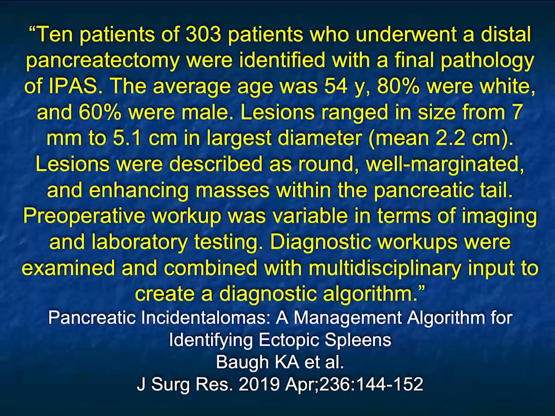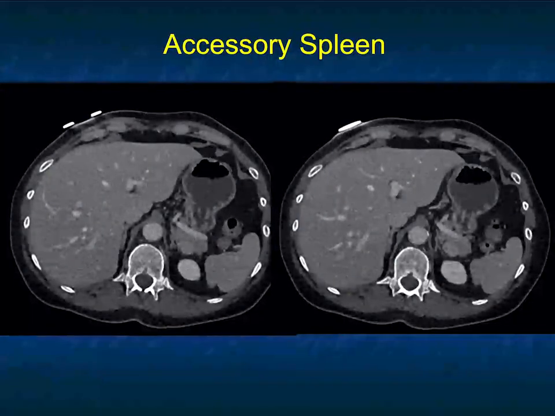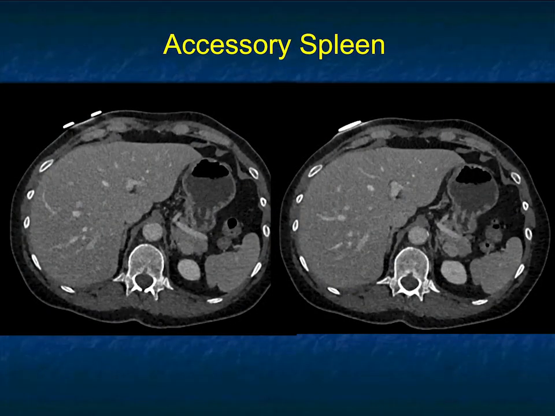always the case. This article by Ba, 10 patients out of 303 patients who underwent a distal pancreatectomy were identified with the final path of splenic tissue and not what was suspected, which was a neuroendocrine tumor. Lesions were described as round, well marginated, and enhancing within the tail of the pancreas. Pre-op workup was variable in terms of imaging and lab testing. Diagnostic workups were examined and combined with multidisciplinary input to create a diagnostic algorithm. So this article does make the point that it can be challenging.